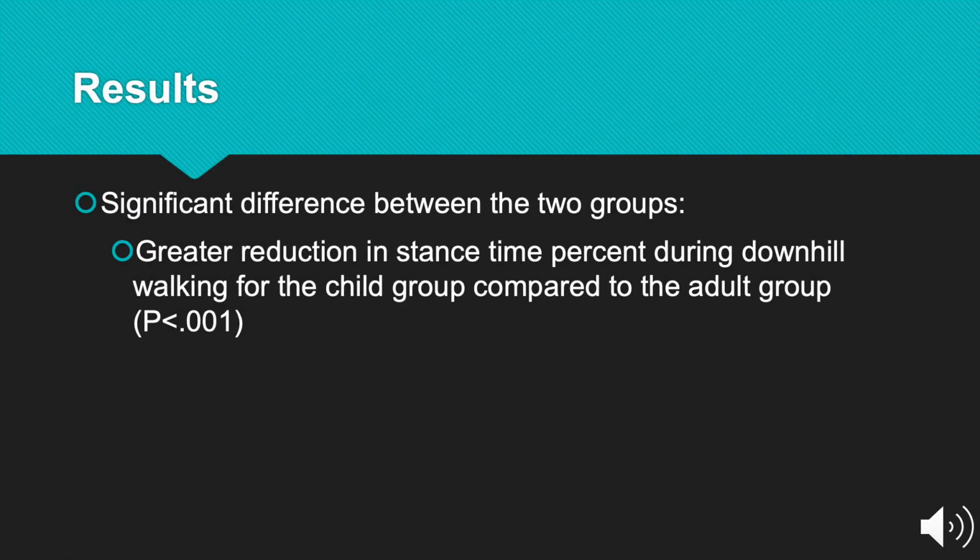These are the results from our study. There was only one significant difference between the two groups, and that was a greater reduction in stance time percent during downhill walking for the child group compared to the adult group.